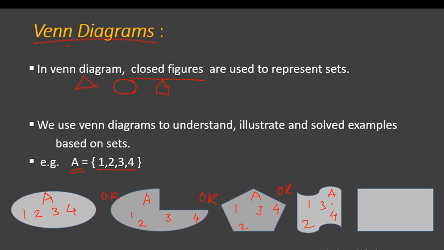Or we can use this figure also. This is a rectangle. We will write capital letter A and we will write elements 1, 2, 3 and 4. While in sets, generally we use a rectangle to show the universal set. So what is meant by universal set? We will understand this in the next point. For the time being, this is what we understand by Venn diagram.